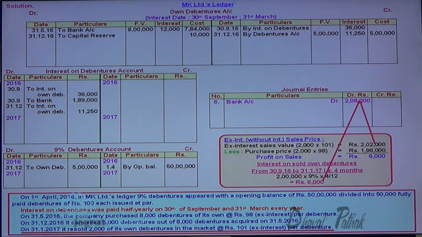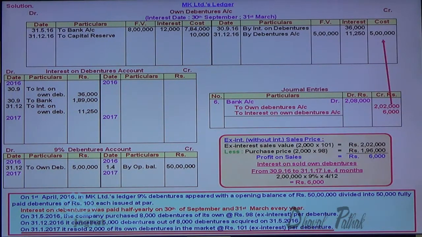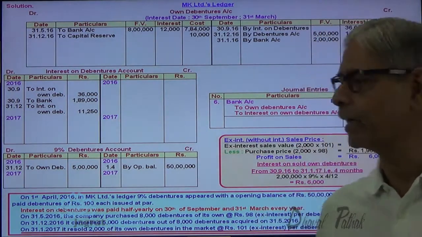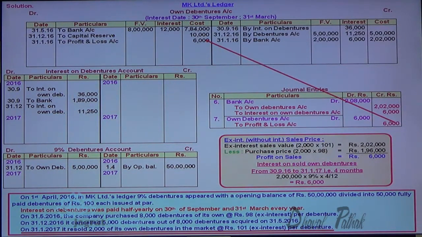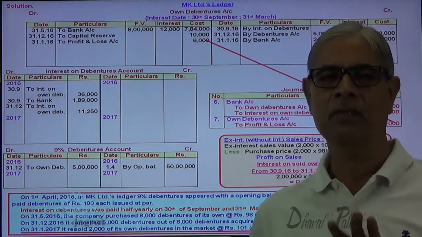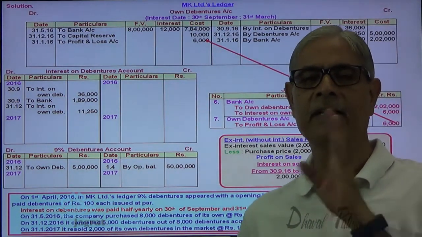Bank account debit, investment in own debentures account credit, interest on own debentures account credit. So this is the sales proceeds, 2 lakh 2,000. This is the interest. 6,000 is the profit on sale that will be transferred to profit and loss account. So own debenture account debit, profit and loss account credit 6,000. This is how the sales entry is recorded.